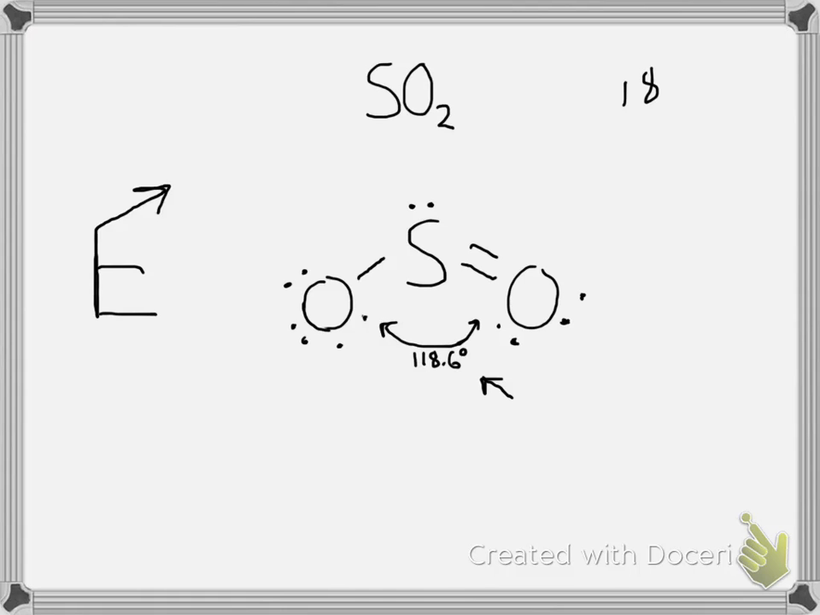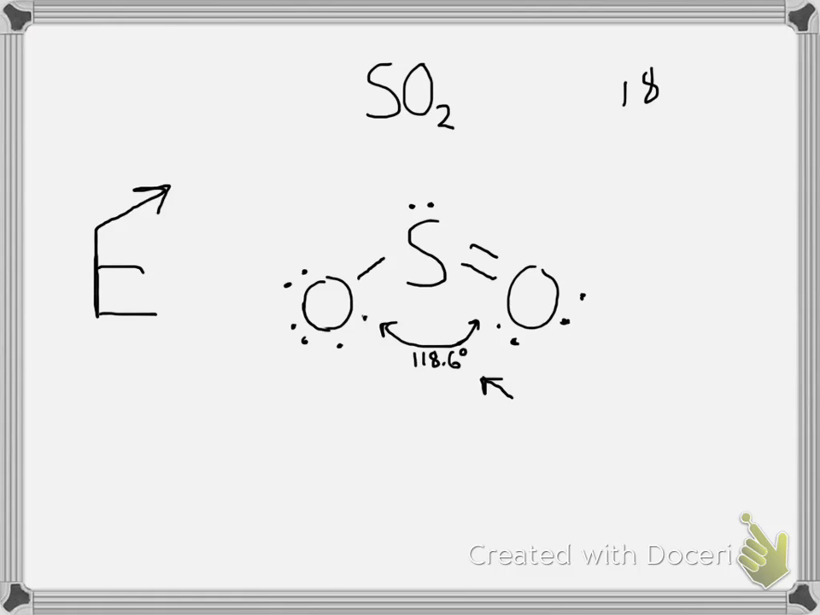So if we look at the two elements in our compound sulfur dioxide, we have sulfur and oxygen. Sulfur and oxygen are both in group 16 of the periodic table, and since they're both in the same group, this means that they have a pretty similar electronegativity. However, since oxygen is higher than sulfur, its electronegativity would be slightly greater.